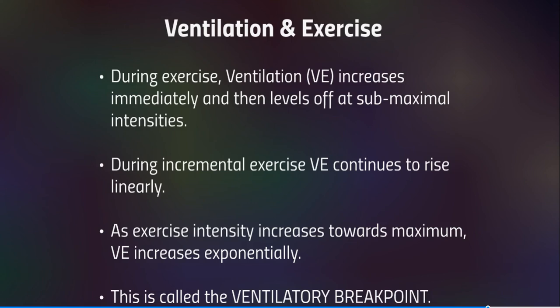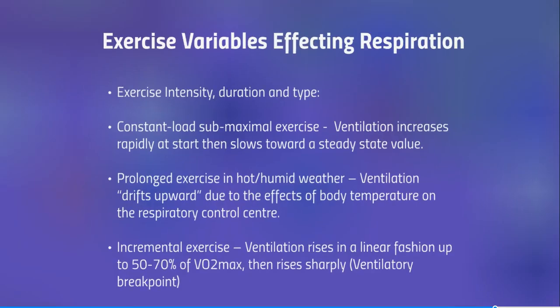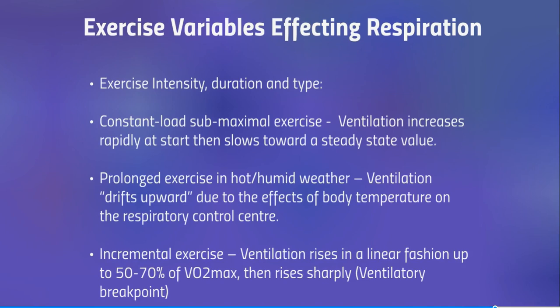This is called your ventilatory break point, and is essentially where your breathing gets a bit ragged during exercise. So constant load, submaximal exercise, your ventilation rate will go up initially and then plateau. When you're in hot and humid weather, it'll keep rising as dehydration starts to play a part, and you have less blood effectively to carry away the waste.